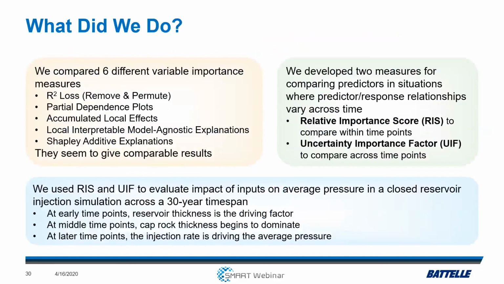Okay, so in summary, what did we do? We compared these 6 different variable importance methods. We found that they give fairly comparable results, which is a good thing to see. We developed these 2 measures to allow you to compare importance across time and across predictors: the relative importance score, which normalizes by time point, and the uncertainty importance factor, which normalizes globally. We used those to evaluate the impact of inputs on this CO2 injection reservoir simulation. And we found what I said before: basically, in the early part of the process, it's the thickness of the reservoir and the cap rock that drive the process, but later on, it's primarily the injection rate.